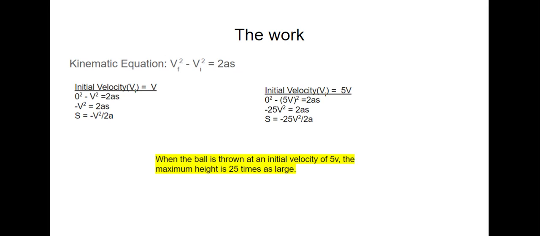Once again, vf is 0 at the maximum height. And now here's the work. So 0 squared minus 5v whole squared is equal to 2as. Then simplify to negative 25v squared is equal to 2as. And S is equal to negative 25v squared over 2a. By comparing the two equations, we see that the height is 25 times as high when the initial velocity of the projectile is multiplied by 5.